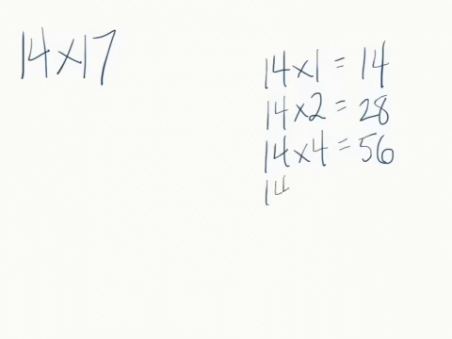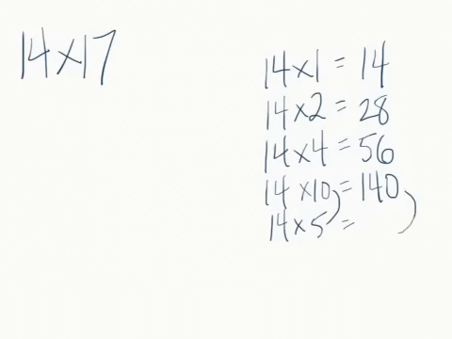What about 14 times 10? Yeah, 140. 14 times 1 is 14, place 10. Okay, so then our next string could maybe be 14 times 5. 5 is half of 10, so whatever we get here would need to be half of 140. Okay, so that would be 70.